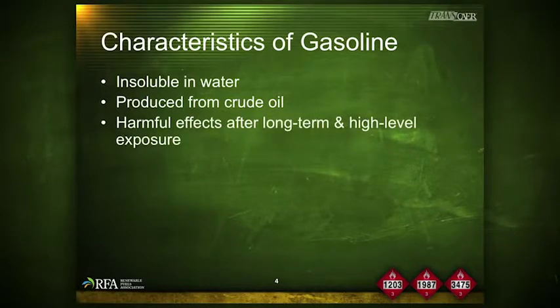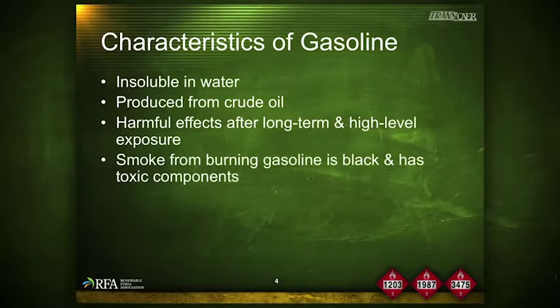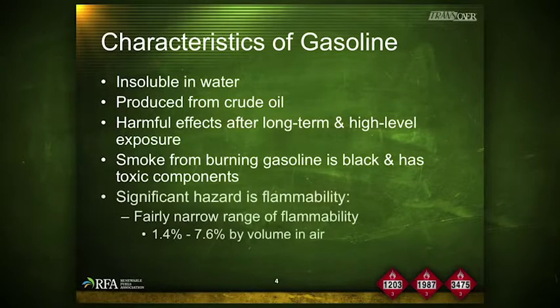Gasoline is not considered a poison, but does have harmful effects after long-term and high-level exposure that can lead to respiratory failure. Smoke from burning gasoline is black and has toxic components. The toxic components found in gasoline include benzene, toluene, xylene, heptane, hexane, etc. Gasoline's greatest hazard is its flammability, even though it has a fairly narrow flammable range. That flammable range is its LEL of 1.4% and UEL of 7.6%.